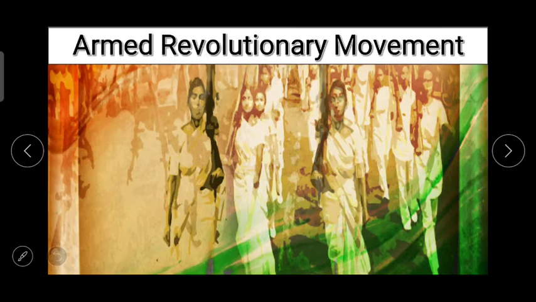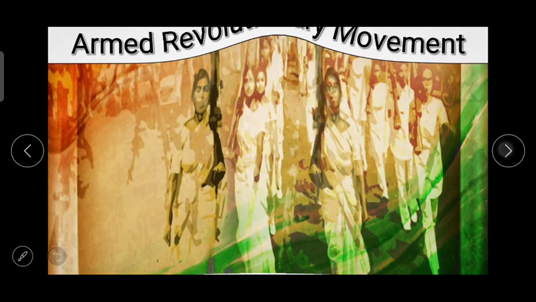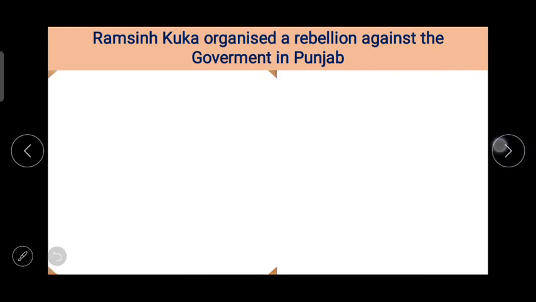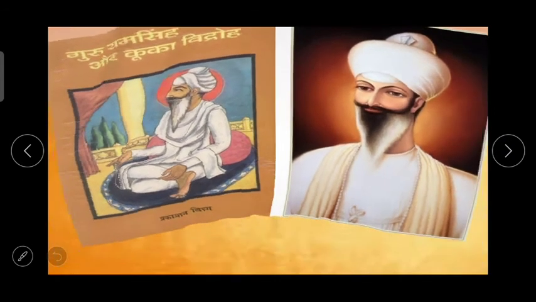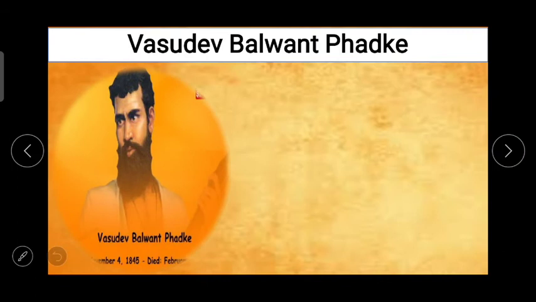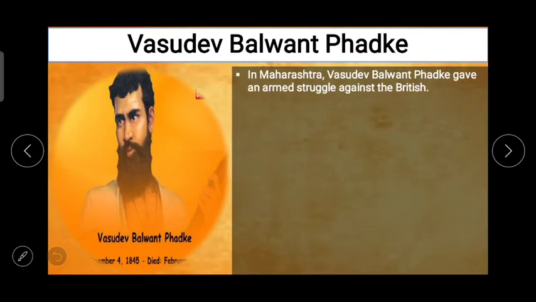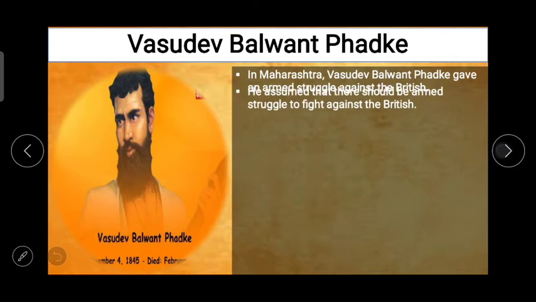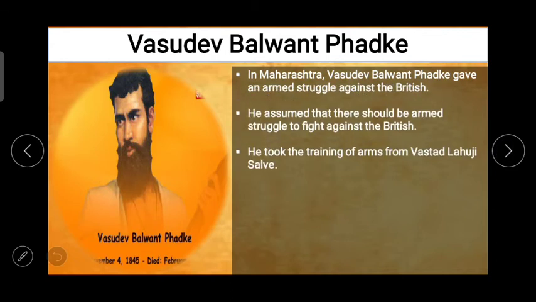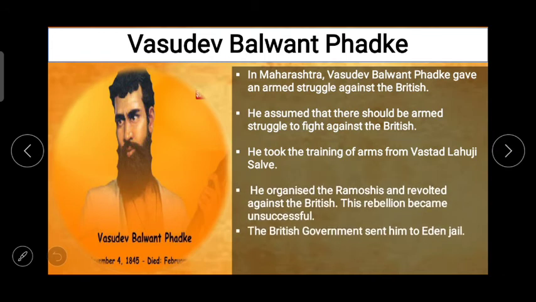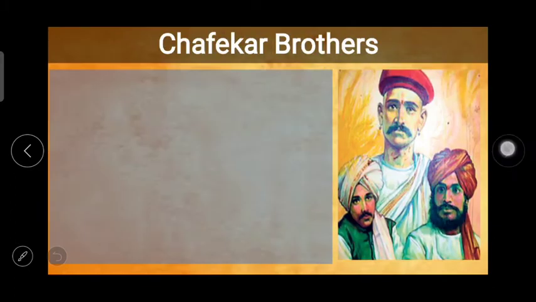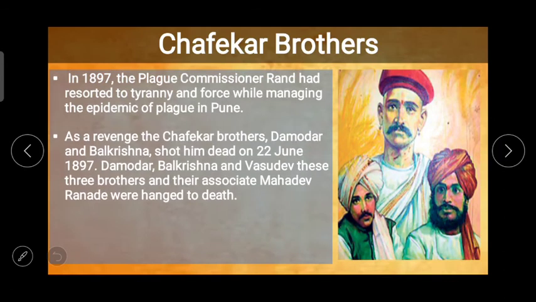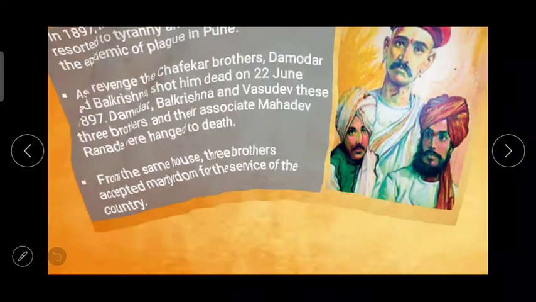My dear students, today in Standard 8's History, we will be learning the topic Armed Revolutionary Movement. We have already started this topic, and in the first part of this topic, we have learnt about Ram Singh Koka, then about Vasudev Balwant Phadke and how he started armed struggle against the British, and not only about Vasudev Balwant Phadke, about Chafekar brothers and their sacrifice in the Indian freedom struggle.